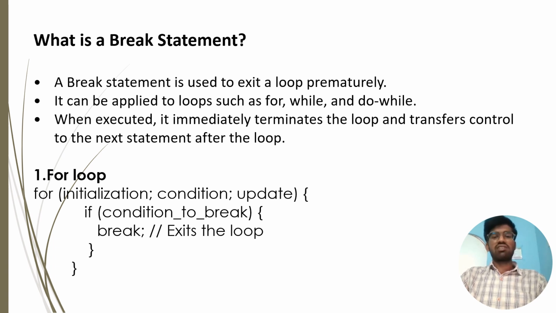It can apply to loops such as for, while, do while, and also to decision making statements with the help of if. For example, if is a decision making statement, and we use the break statement inside it. First consider the for loop: initialization, where it starts from 0 or 1; condition, which may be less than or greater than; update, incrementing or decrementing. This is the for loop syntax. When break executes, it immediately terminates the loop and transfers control to the next statement after the loop.